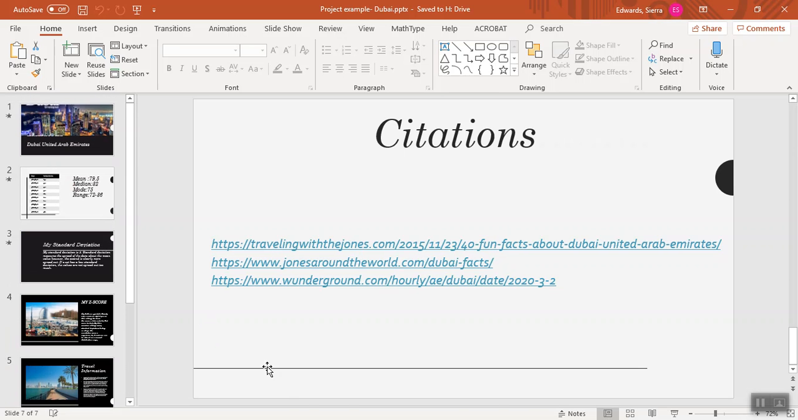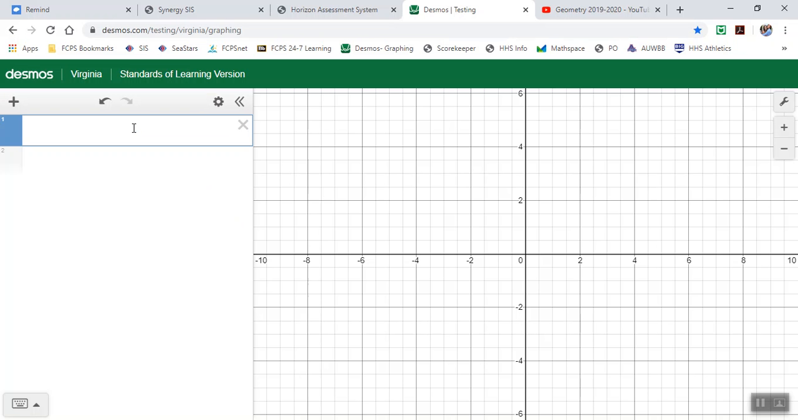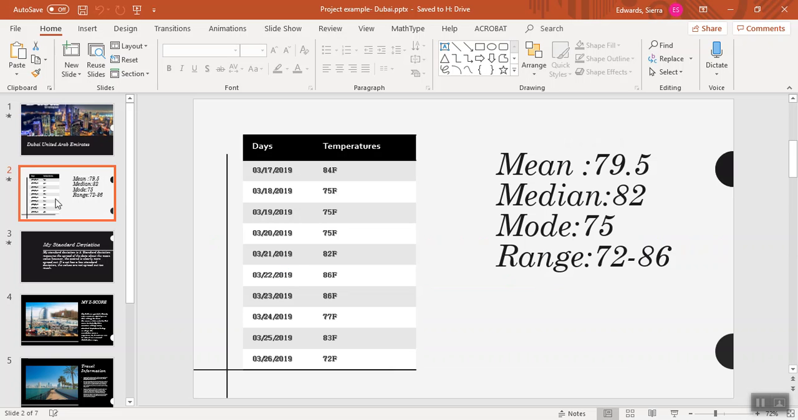Okay, now let's switch gears to Desmos. I'm just going to get some data points from what this student did. Let's say for Z-score purposes, I'm going to pick the 21st. On the 21st, the temperature was 82 degrees Fahrenheit. All right, good. I'm going to take all of these numbers and go to Desmos.